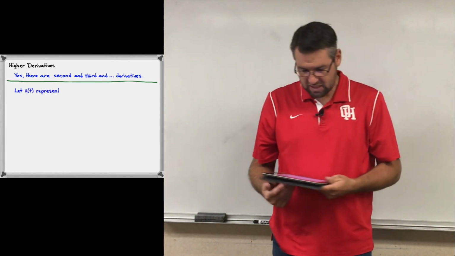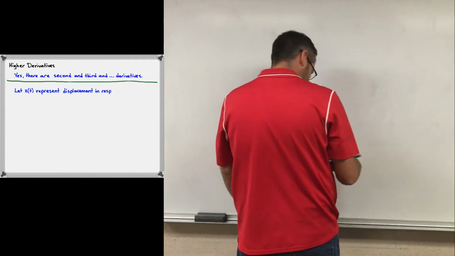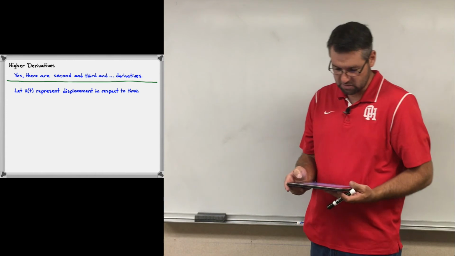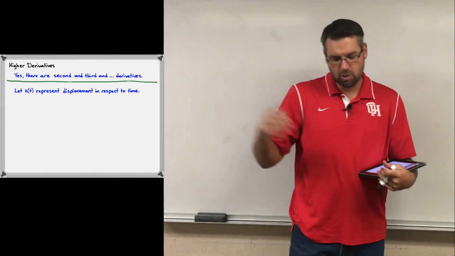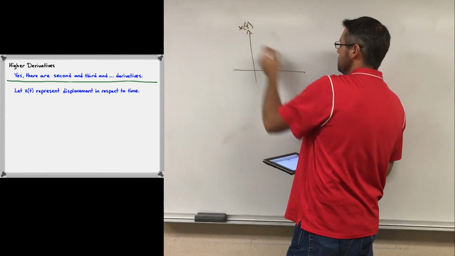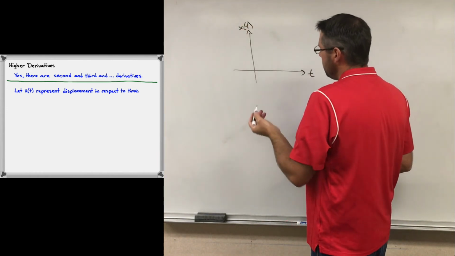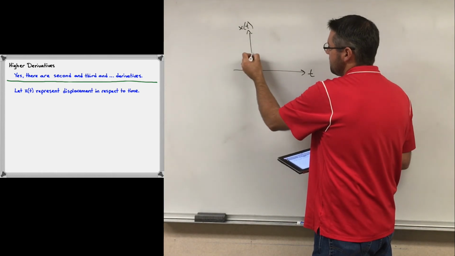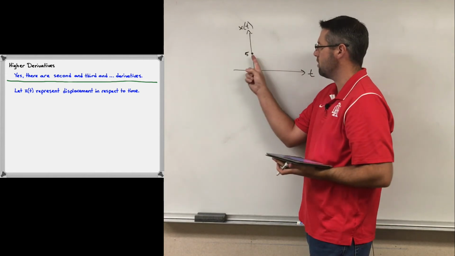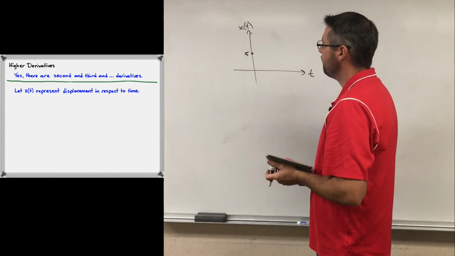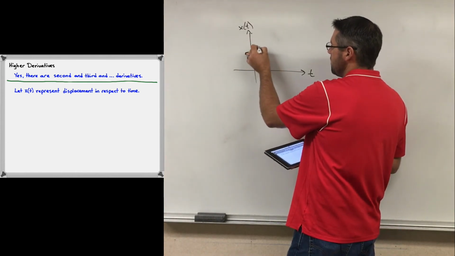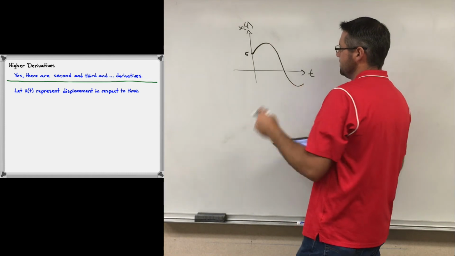So let x of t represent displacement in respect to time, okay? Let x of t represent displacement in respect to time. So in other words, if I'm looking at a graph, this is x of t, so this is time. So maybe I'm here to start with. Let's say that this is 5. What does that mean? That means at time t equals 0, I am 5 units away from what's considered home, or the origin, okay? And then as time goes on, maybe it does something like this, okay?